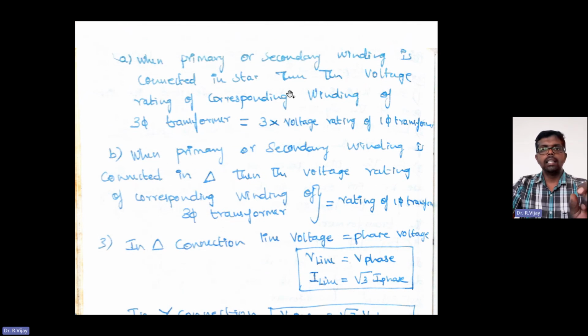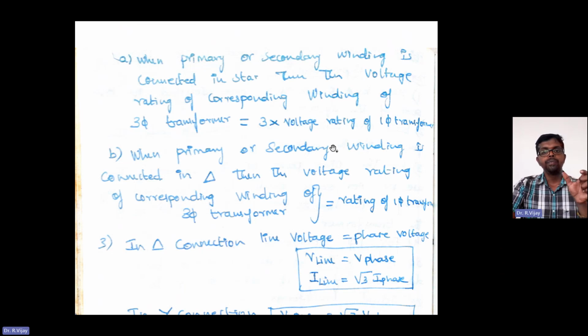So when the primary or secondary winding is connected in star, then the voltage rating of the corresponding winding of the three-phase transformer is nothing but root 3 into the voltage rating of the single-phase transformer. So whenever the primary and secondary winding is star connected, the voltage rating of the corresponding winding is root 3 into the voltage rating of the single-phase transformer. This thing you need to remember.